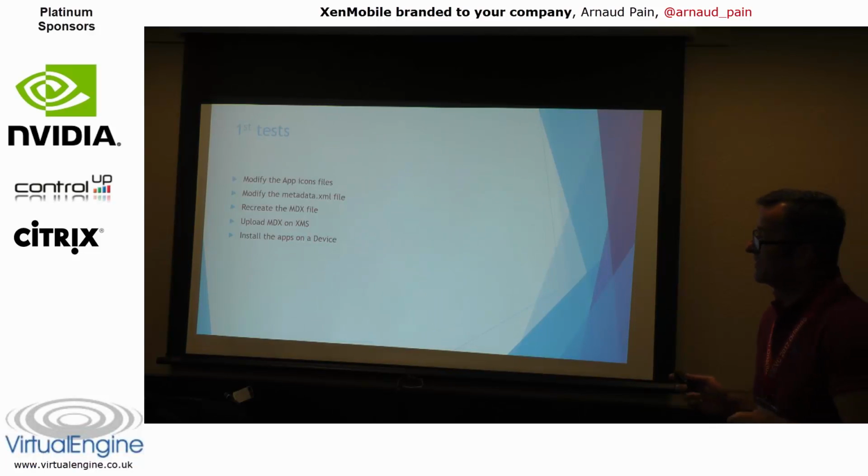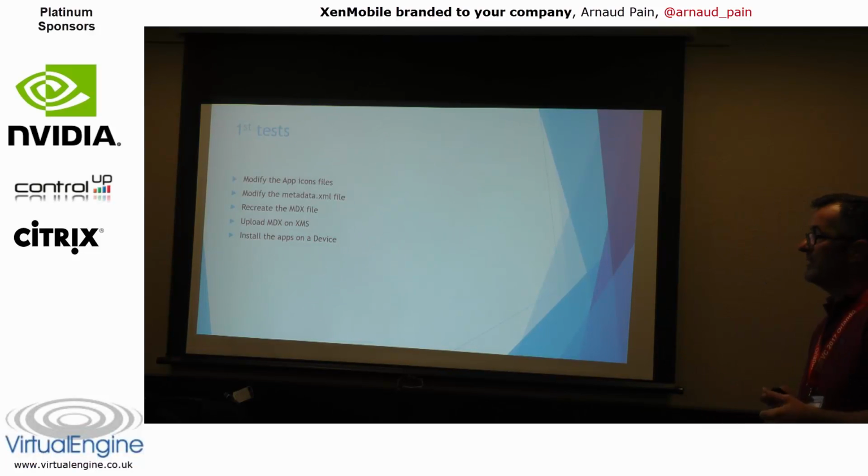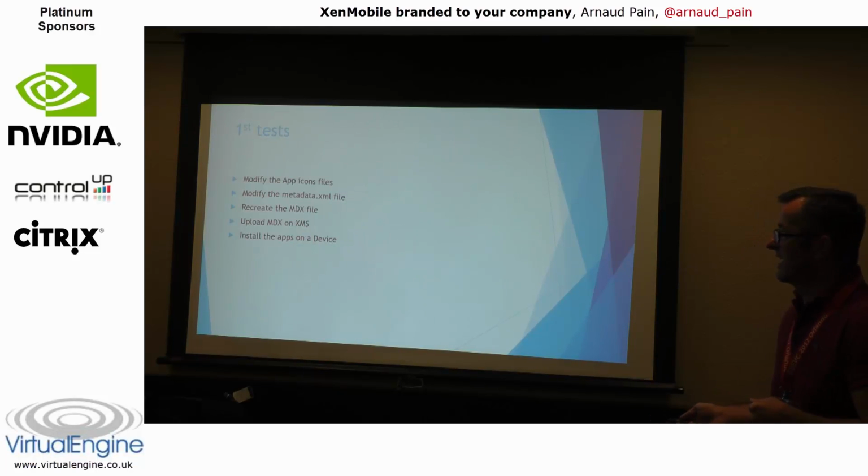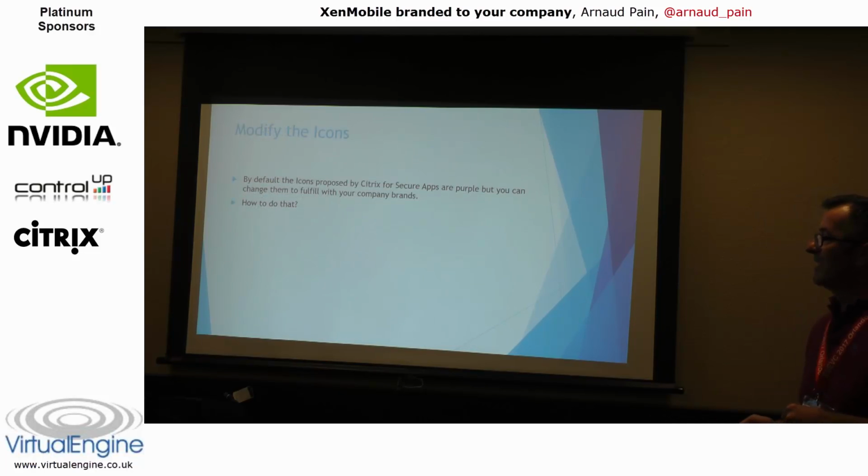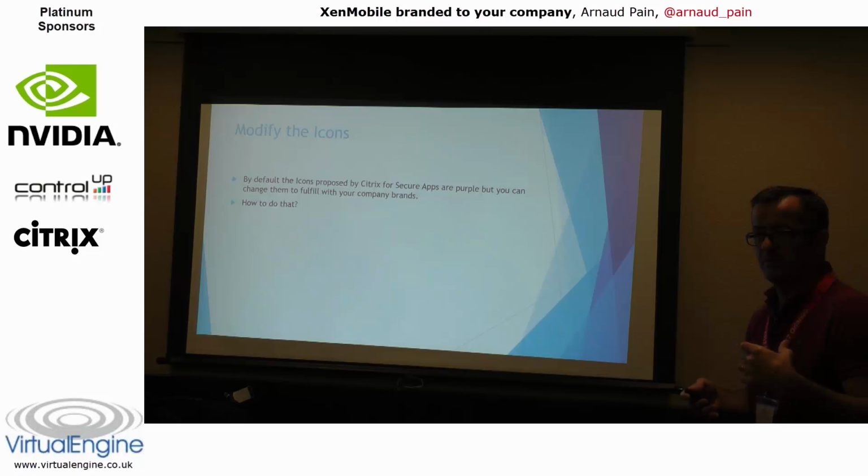So on my first test, I modified the icons, modified the metadata XML file, and recreated the index file, so just compressed the files and renamed it. I uploaded it on my XML server, and I tried to install it on the device to see what it looks like. So by default, the icons are purple, as I told you, and you will probably need or want to brand it.